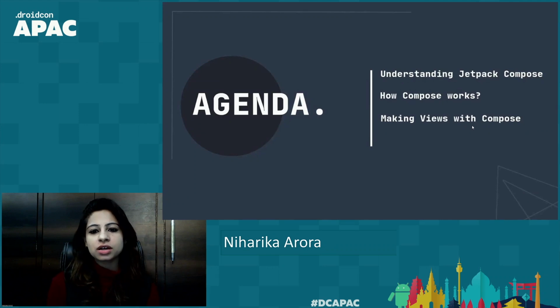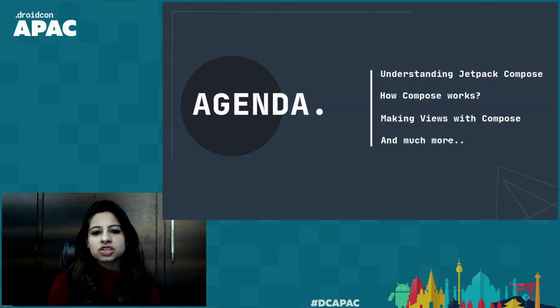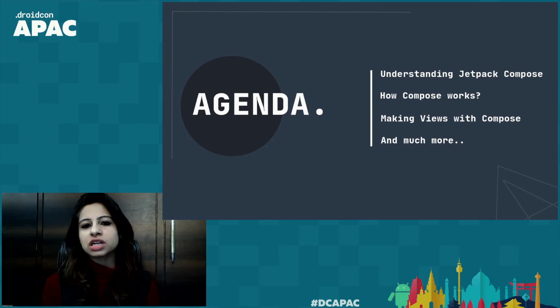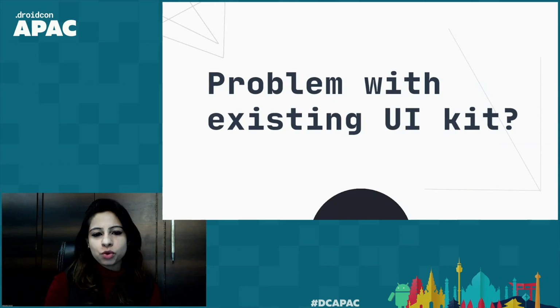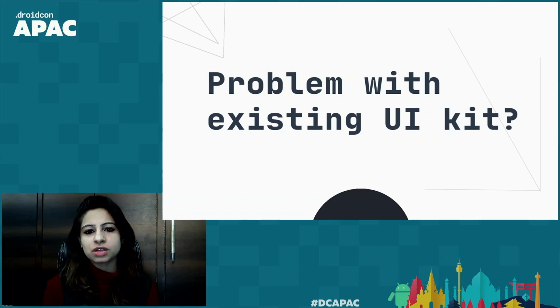Then we will see how we can compose different UI widgets like normal text views, buttons, recycler views, etc. Then last but not the least, we'll see how we can integrate other Jetpack components with Compose and many more. This talk is based on Jetpack Compose Alpha 07. But before we jump into the definition of Compose, let's first understand why it came into the picture.